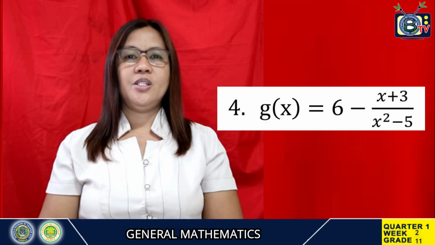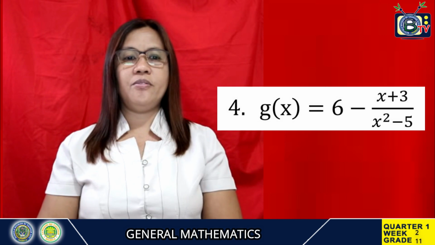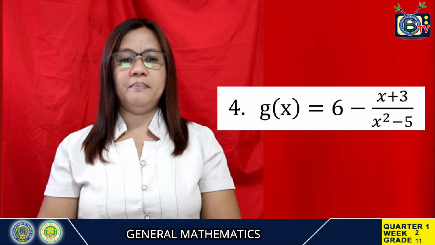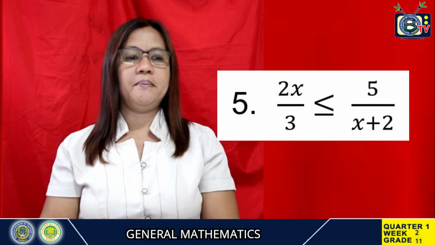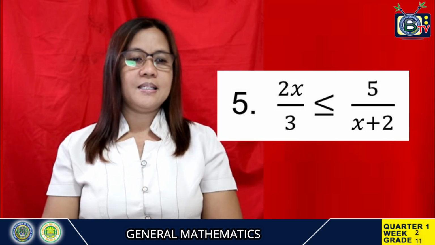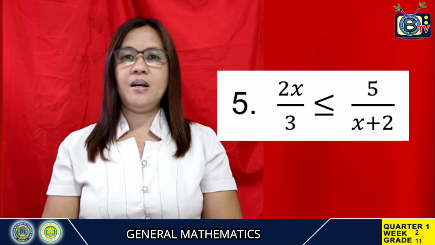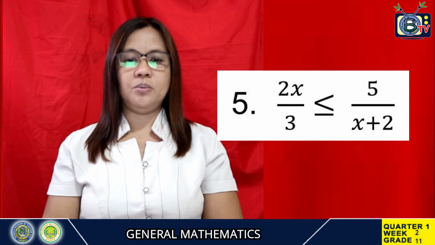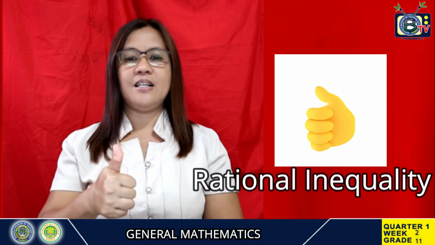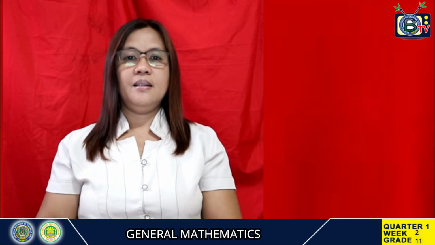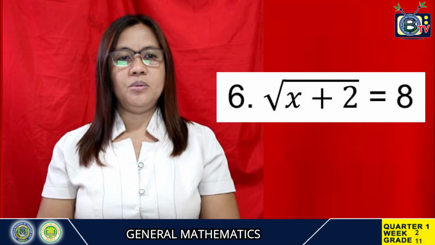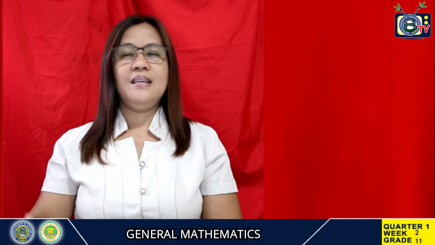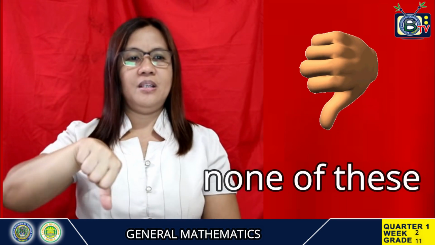Number 4. g of x is equal to 6 minus x plus 3 over x squared minus 5. Correct, it's a rational function. Number 5. 2x over 3 is less than or equal to 5 over x plus 2. Excellent, it's a rational inequality. Number 6. The square root of x plus 2 is equal to 8. Yes, it's none of this.